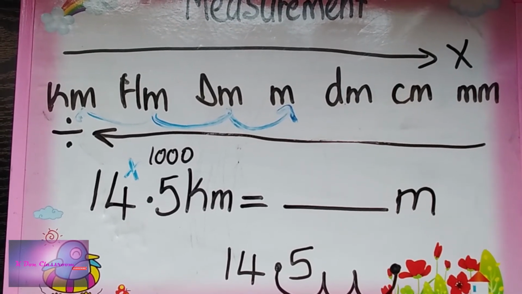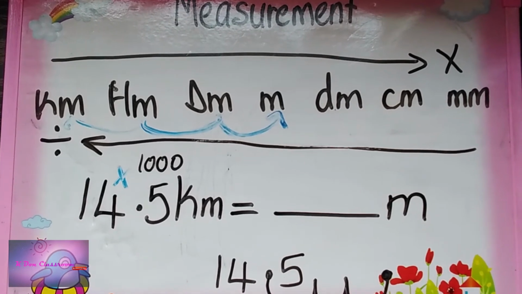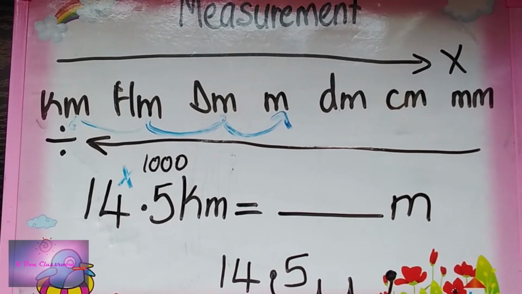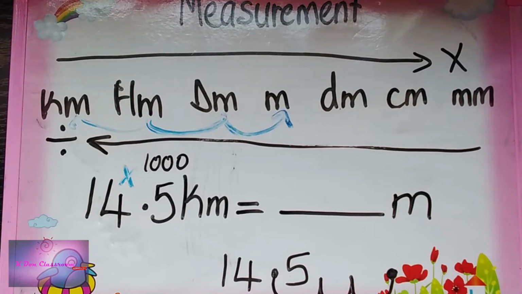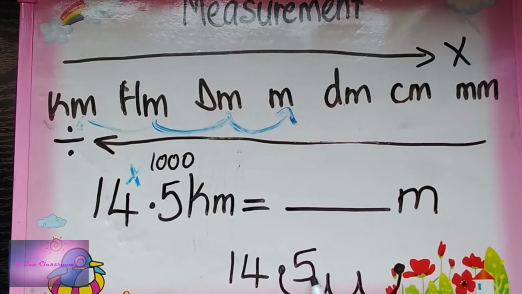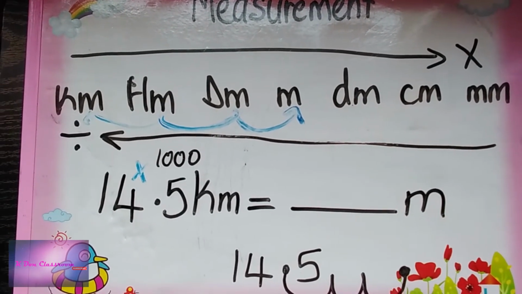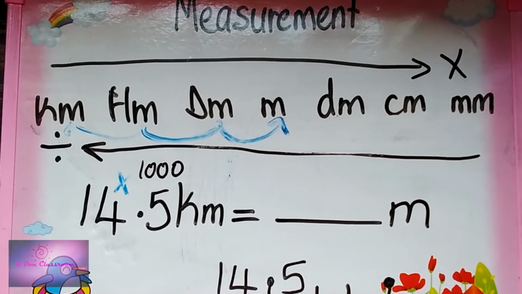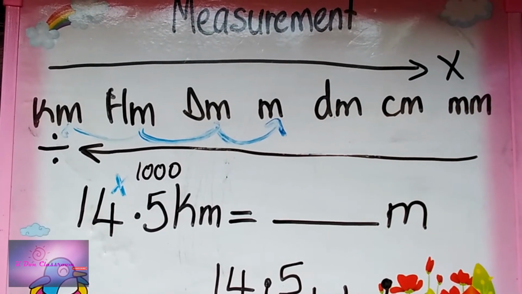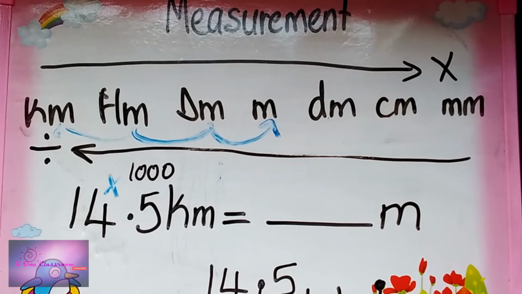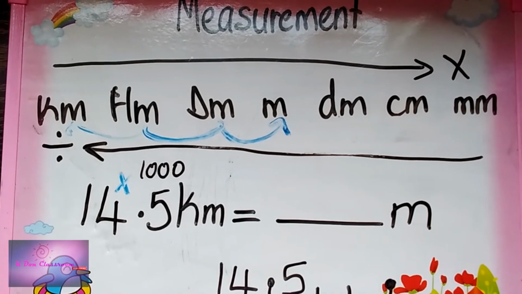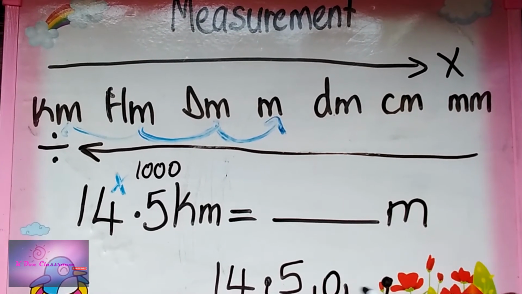Now those 3 spaces that I have traveled, what do you notice about those 3 spaces? One of them is filled with 5. But there are 2 other spaces that are empty. So what do we need to do with these 2 spaces? We are going to fill them with 0.